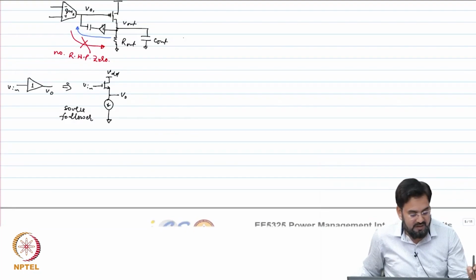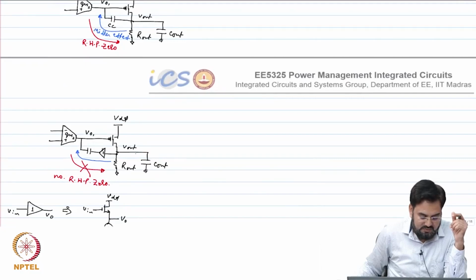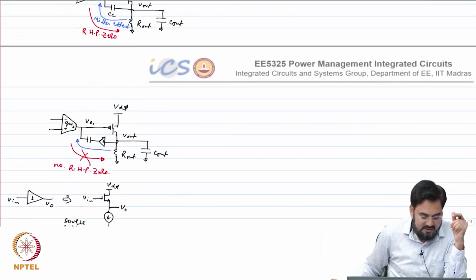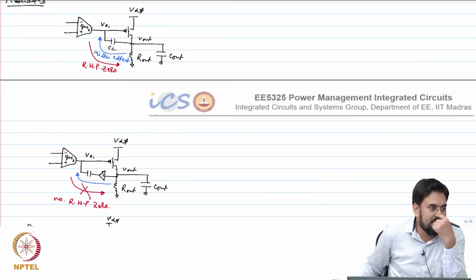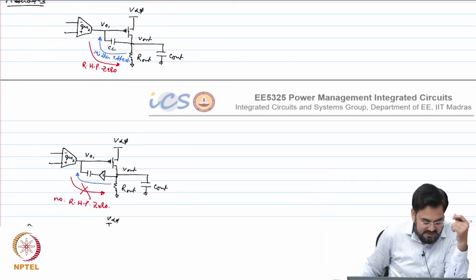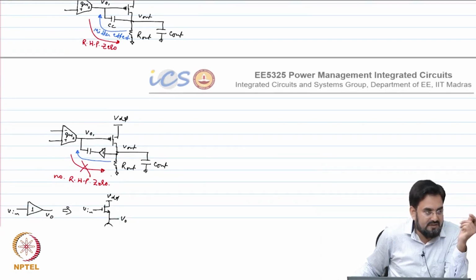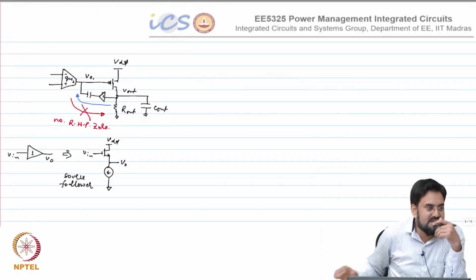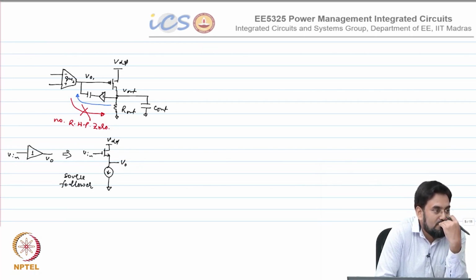And what will happen to your output impedance? Comparing this one and this one, will your output impedance change or remain the same? It will remain the same because you are providing the output signal to the gate, so it will not get affected. But if the buffer is replaced with some gain A, then what would happen? Your R out will be decreased by 1 over A times, correct?